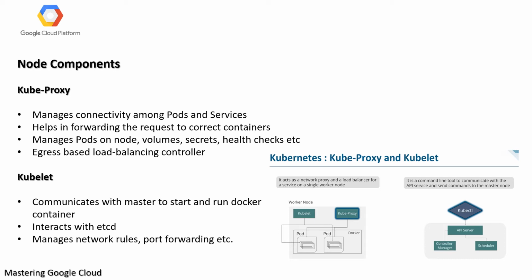Kubelet is a small service that communicates with the master and it's responsible for starting and running the Docker containers scheduled on that node. It interacts with the etcd store to read configuration details. The kubelet process is responsible for maintaining the state of work and the node server. It manages networking rules, port forwarding, etc.